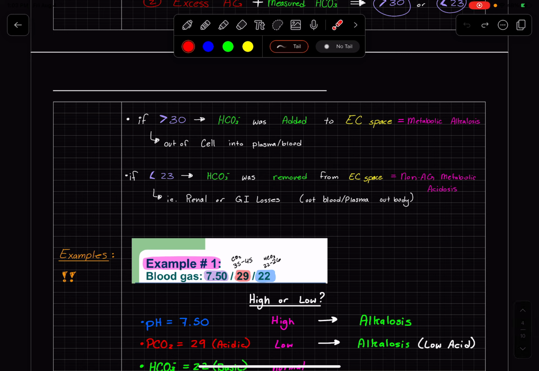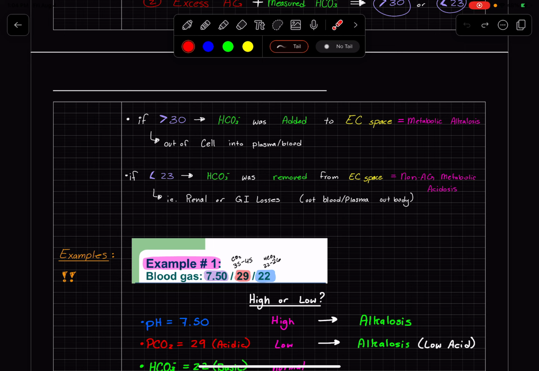Okay, so again, if it's more than 30, that means bicarb was added or there's more bicarb. And what that means is you have bicarb added to the extracellular space. What I mean by extracellular space, or EC space, is the space outside the cells within the blood vessels. So we're adding more to the plasma or blood, right? So we're adding more bicarbonate to the blood, and that's where we're measuring the pH. We're not measuring the pH inside cells or in the interstitium or in the tissues. We're measuring it in the blood.